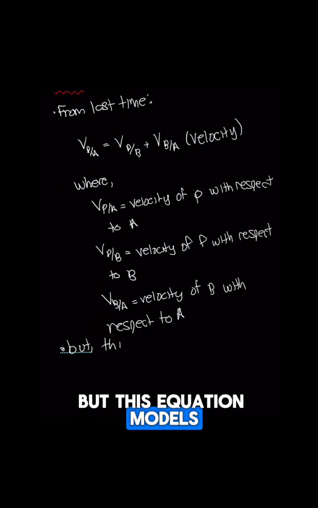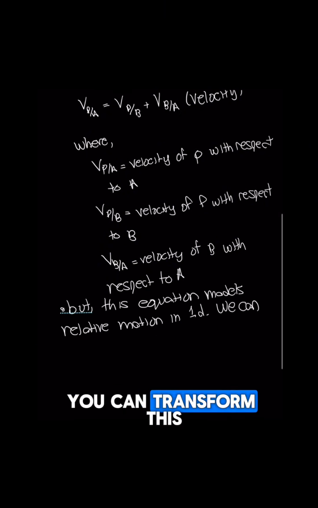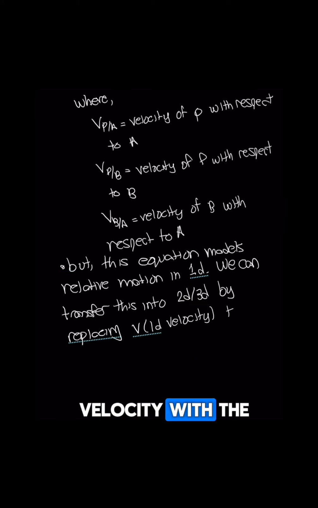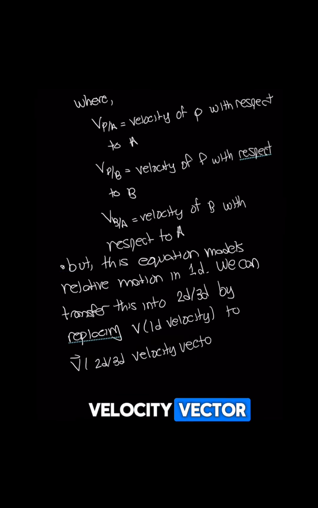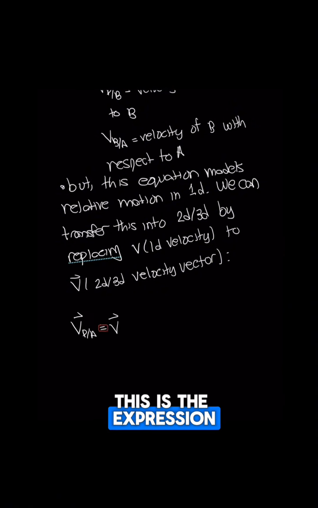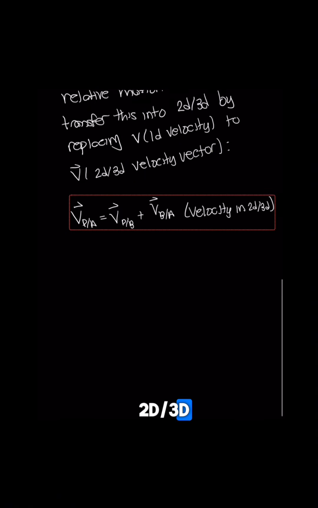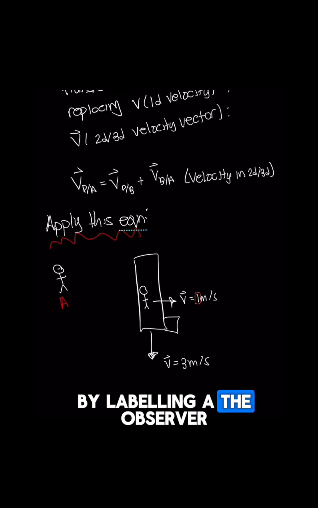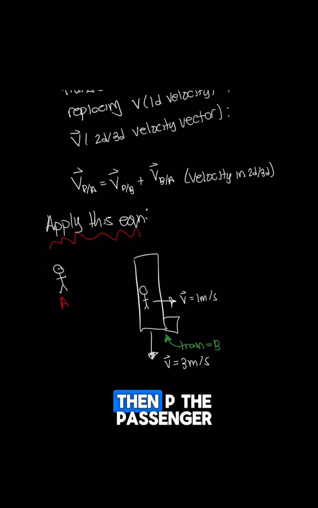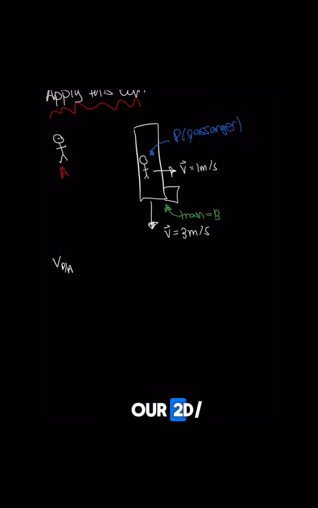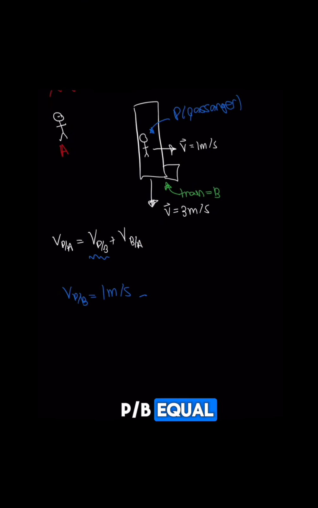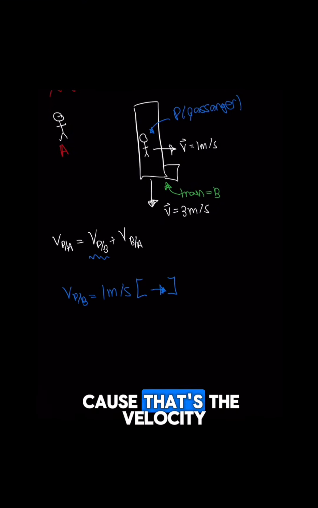But this equation models relative motion in 1D. We could transform this into 2D or 3D by replacing the 1D velocity with the 2D/3D velocity vector, and we get this expression here. This is the expression for the velocity in 2D/3D for relative motion. And we can apply this to our problem by labeling A the observer, B the train, and then P the passenger. If we write down our 2D/3D equation here, we can label V_P/B equal to 1 meter per second to the right, because that's the velocity of the passenger with respect to the train.